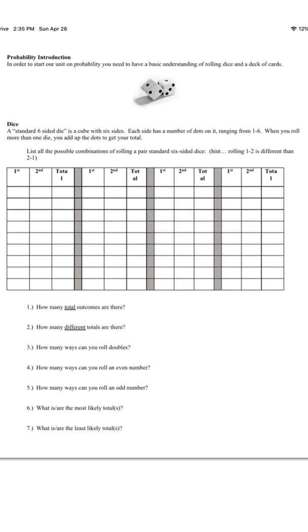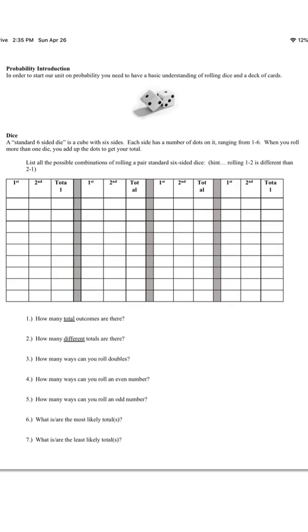So everyone knows that on a standard dice, there are numbers 1 through 6, right? So you can get a 1, 2, 3, 4, 5, or 6 when you roll a dice.